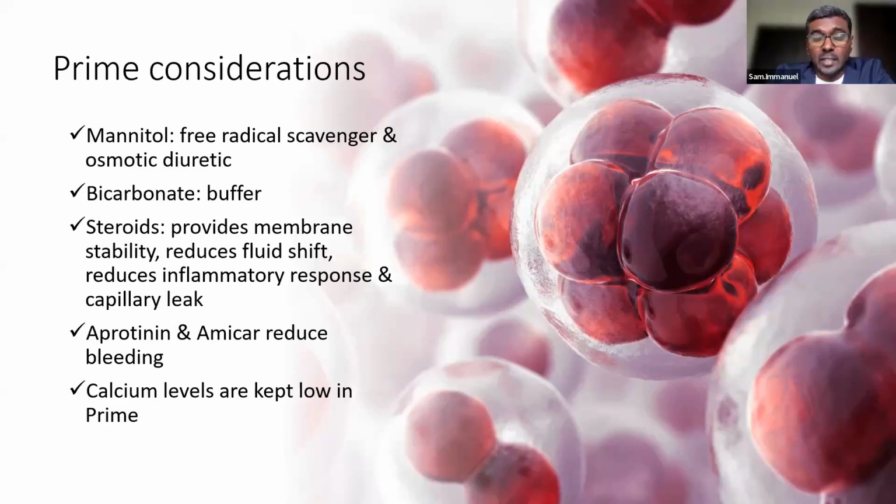Bicarbonate as buffer, steroids plays a very important role where it provides a membrane stability in reducing the fluid shift and reducing the inflammatory response as of like your cytokines and all those things. Aprotinin and other drugs is also used as in the prime. And keeping the calcium to the lowermost is very well concentrated until cross clamp. And once cross clamp is released, we generally see that the anesthesiologist gives calcium to kickstart your heart, the pediatric heart, to pump again.